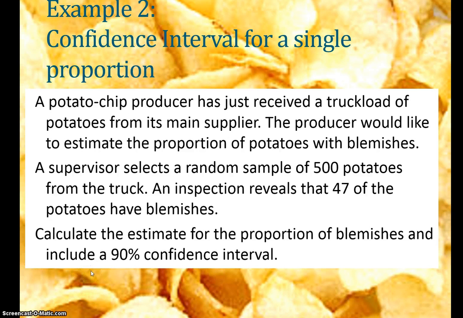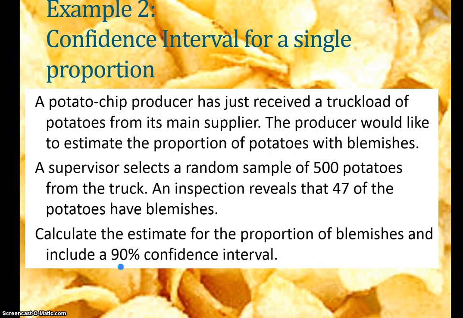In this second example, we still have the potato chip producer. A potato chip producer has just received a truckload of potatoes from its main supplier. The producer would like to estimate the proportion of potatoes with blemishes. A supervisor selects a random sample of 500 potatoes from the truck. An inspection reveals that 47 of the potatoes have blemishes. Calculate the estimate for the proportion of blemishes and include a 90% confidence interval.